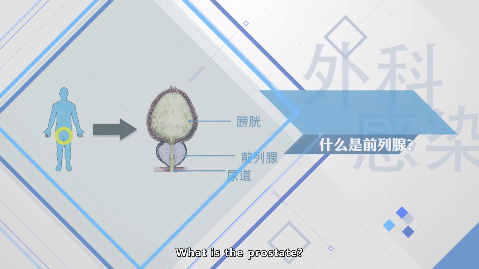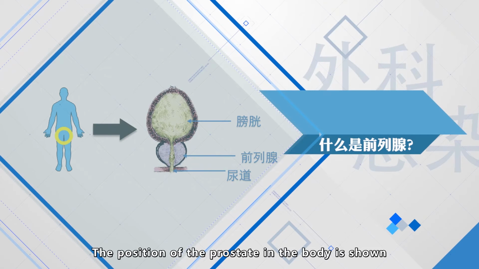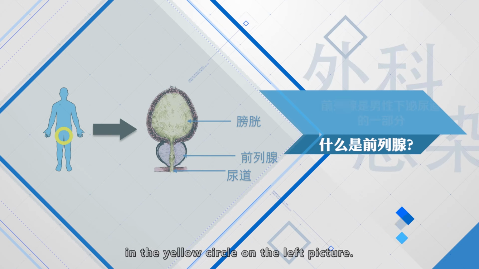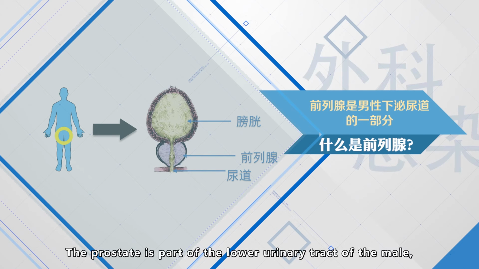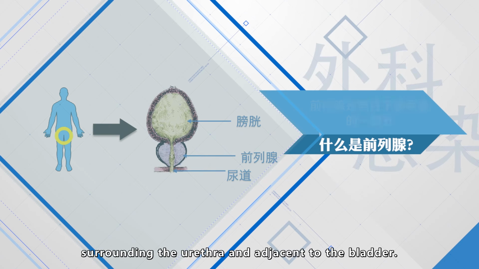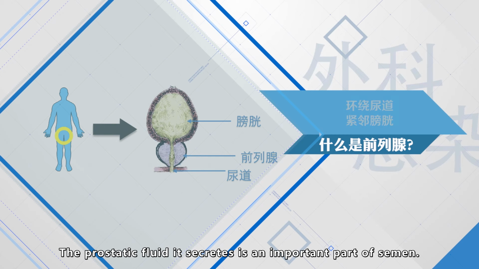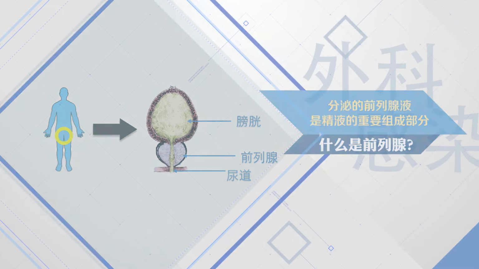What is the prostate? The position of the prostate in the body is shown in the yellow circle on the left picture. The prostate is part of the lower urinary tract of the male, surrounding the urethra and adjacent to the bladder. The prostatic fluid it secretes is an important part of semen.